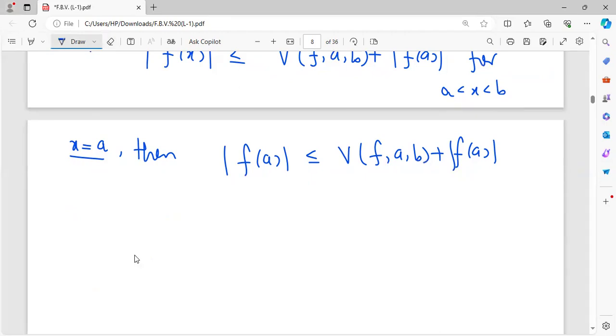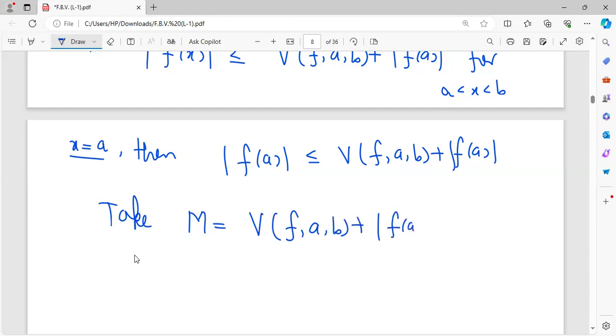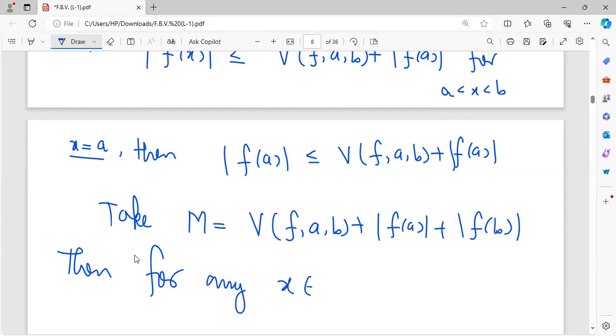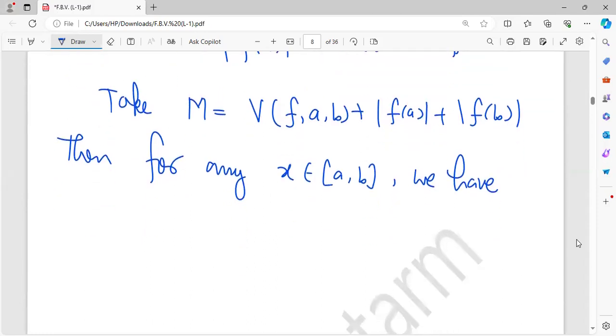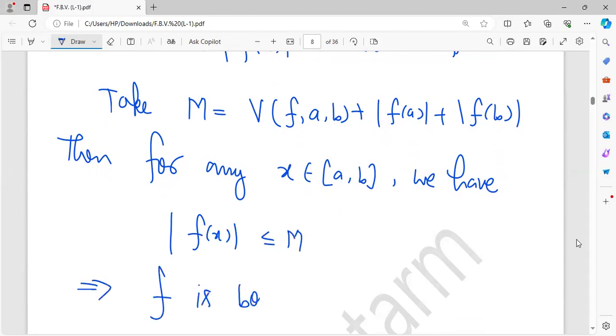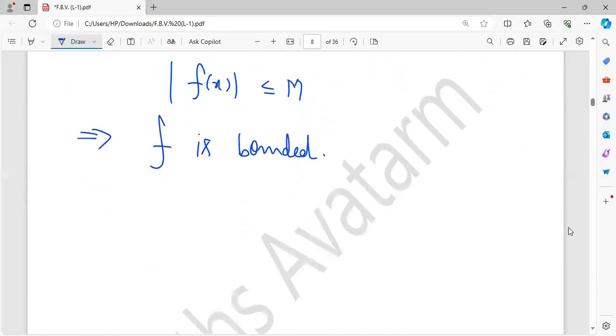So take M equal to V(f, a, b) plus |f(a)| plus |f(b)|. Now see that |f(b)| will also be less than or equal to M. Then for any x belonging to the closed interval [a, b], we have |f(x)| less than or equal to M. This implies f is bounded. Okay. So every function of bounded variation is bounded. So we have proved that every function of bounded variation is bounded.